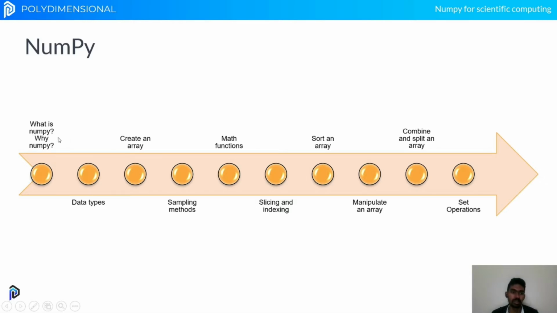So, first we'll be covering what is NumPy and why NumPy, and then we will be looking into what the different data types in NumPy are, how to create an array, how to do sampling with random values, and we'll be looking into the various math functions that are available in NumPy, how to slice and index an array, and how to sort an array, which is essential in many places, and also how to manipulate an array, how to combine and split arrays. Okay, that's also very important. Finally, we'll look into the set operations.